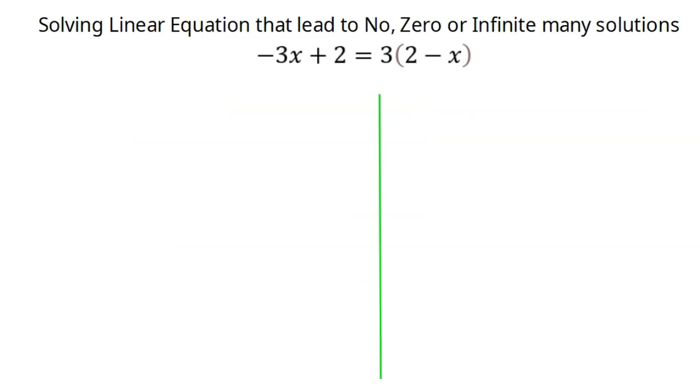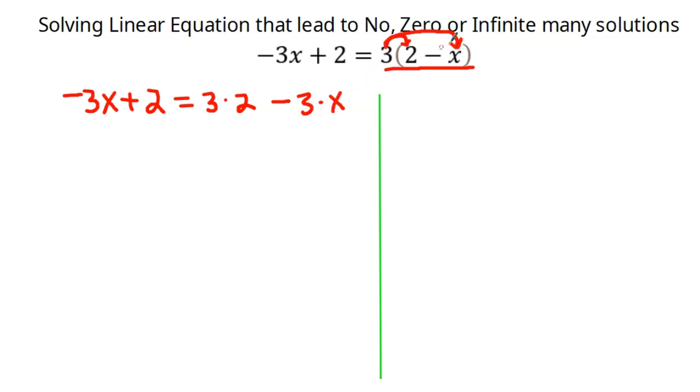We have this one to solve. First of all, we see the parentheses here, so let's go ahead and remove the parentheses by distributing. That will give us negative 3x plus 2 equals, we distribute, we multiply, so 3 times 2, you bring your operation sign, and then 3 times x. That gives us negative 3x plus 2 equals 6 minus 3x.